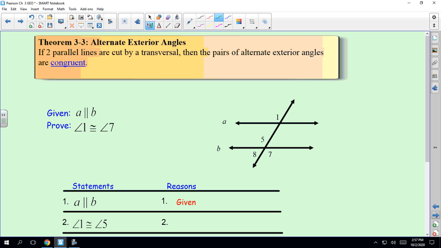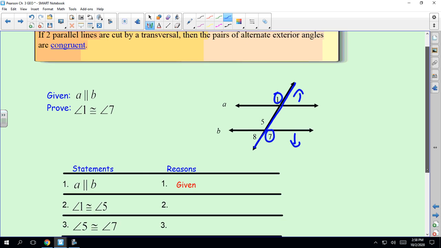Final one here. Alternate exterior angles. So if two lines are cut by a transversal, then the pairs of alternate exterior angles are congruent. Once again, we're given that A is parallel to B. This time we're going to prove that angle 1 is congruent to angle 7. Those are on alternate sides of the transversal, and they are exterior to the parallel lines. Here's the transversal that they are on alternate sides of.